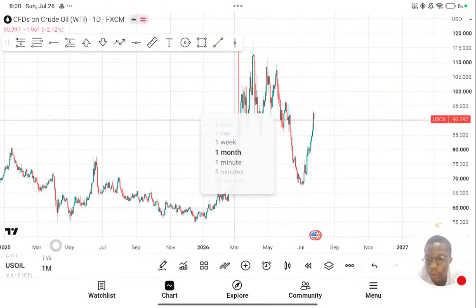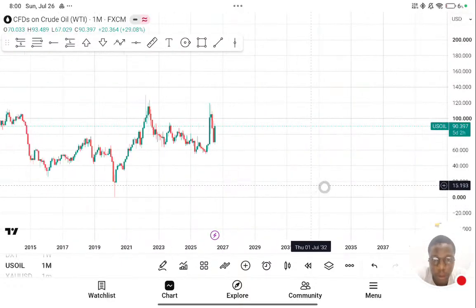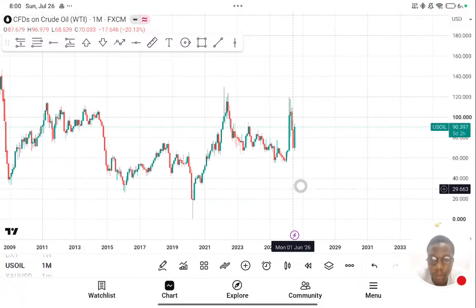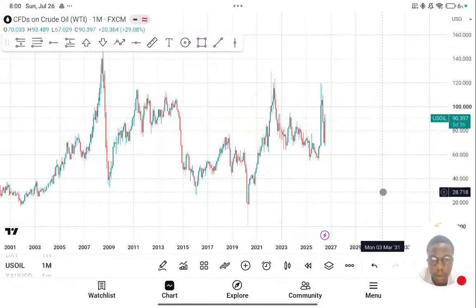So we'll go to US oil. What's happening on US oil? US oil has been bullish, right? From the monthly, in 5 days the trend is going to change. So what is even happening with US oil?